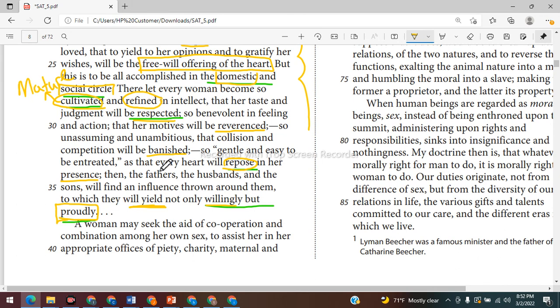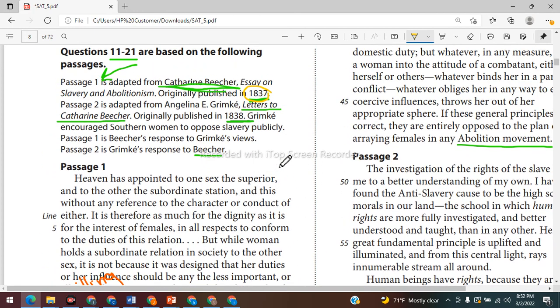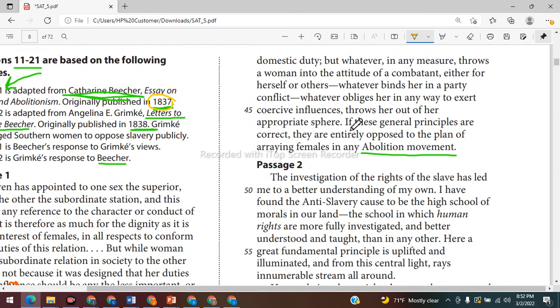That's her case, right? Okay, so then she says, if these principles are true, if these are correct, so she's saying that if what I'm saying makes sense, that there are two spheres, the man's sphere and the woman's sphere.